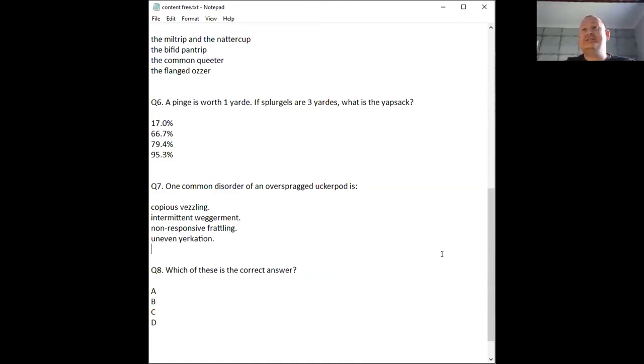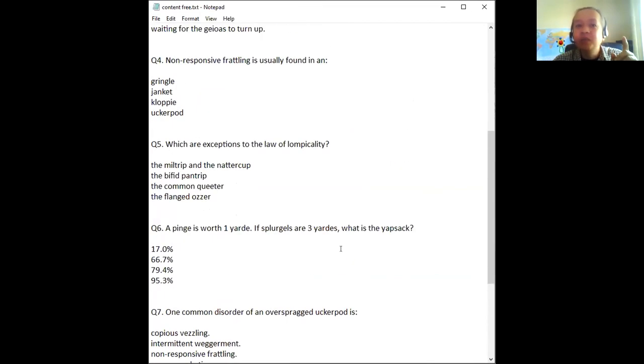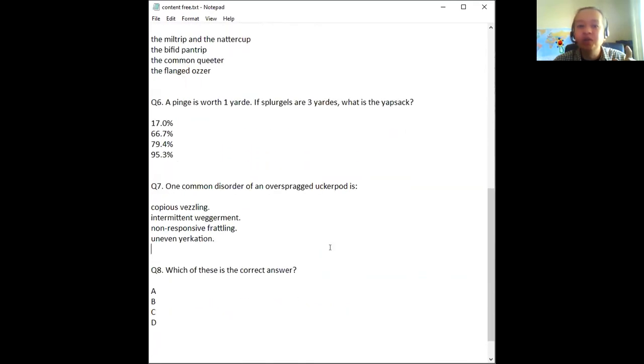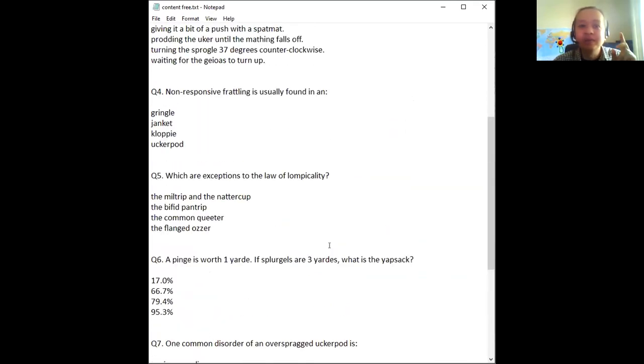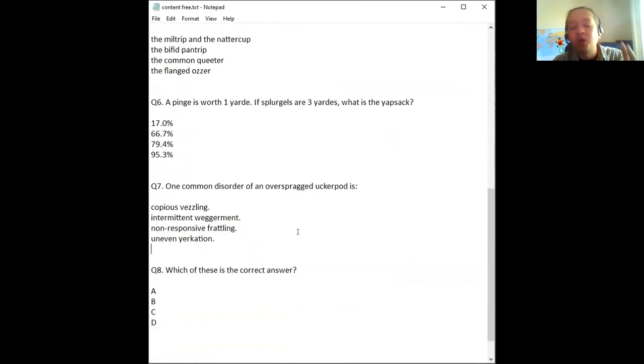I looked up the standard work. A, B, C, D. So actually, it is linked to a previous question. Question four: non-responsive frattling is usually found. And you see here that in another question, you actually get a hint of what the answer might be. It isn't uncommon for people to give the game away because they have to write so many questions that sometimes, especially in extended question stems, where you have a lot of information, you can take some of that information and sometimes answer another question further down the line. That's a common thing that happens again and again.